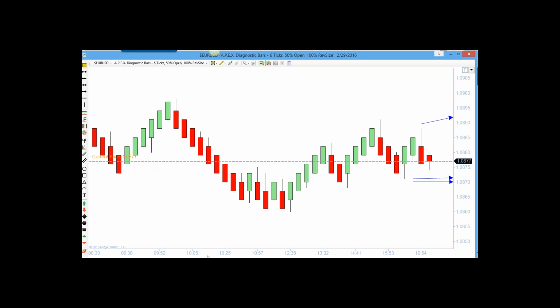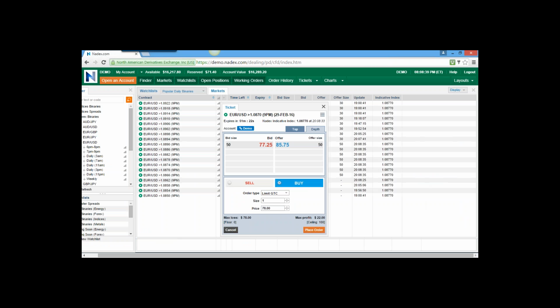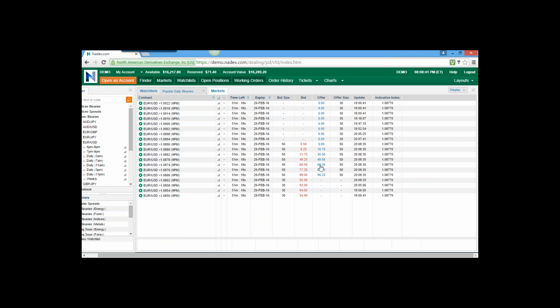So we know why binaries are priced at 50. Why are some of these priced at 69, 85, 96? Because the statement's already true. Look at this one. The strike price is what? 0874. What am I saying? The market will expire above 0874. Where's the market now? It's at 0878. The statement's already true.